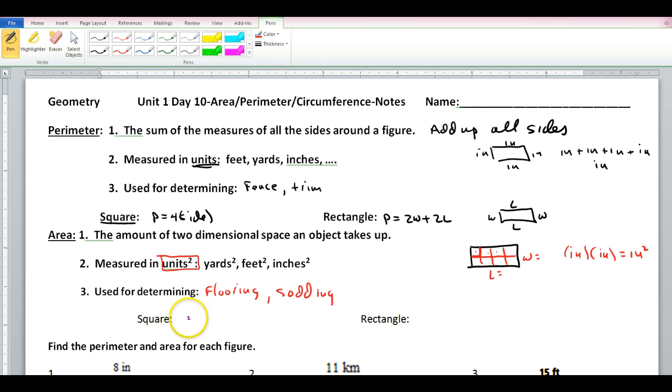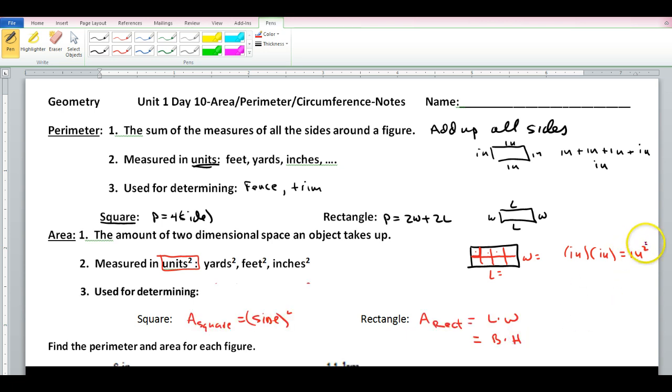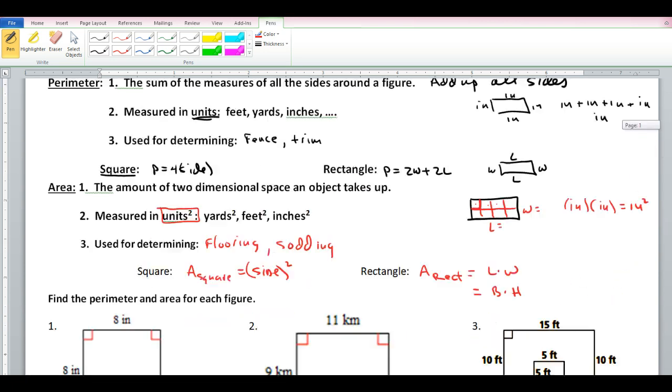So the area of a square, since all 4 sides are congruent, the easiest way is to take the length of one side and raise it to the second power. And then the area of a rectangle is just the length times width. Again, you may hear me say base times height at times also.